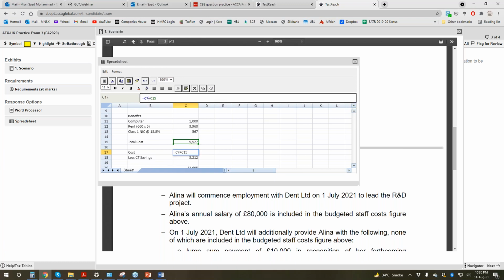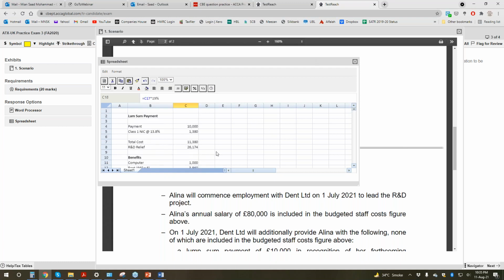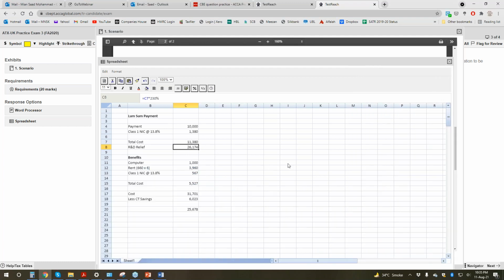So rather than C7, let's take C8. And what was the figure in C8? This was the figure in C8. Let me zoom out my workings for you. This is the R&D cost that qualified. You can use this color thing as well if you want to highlight any specific thing to your examiner. These are the post-tax costs.